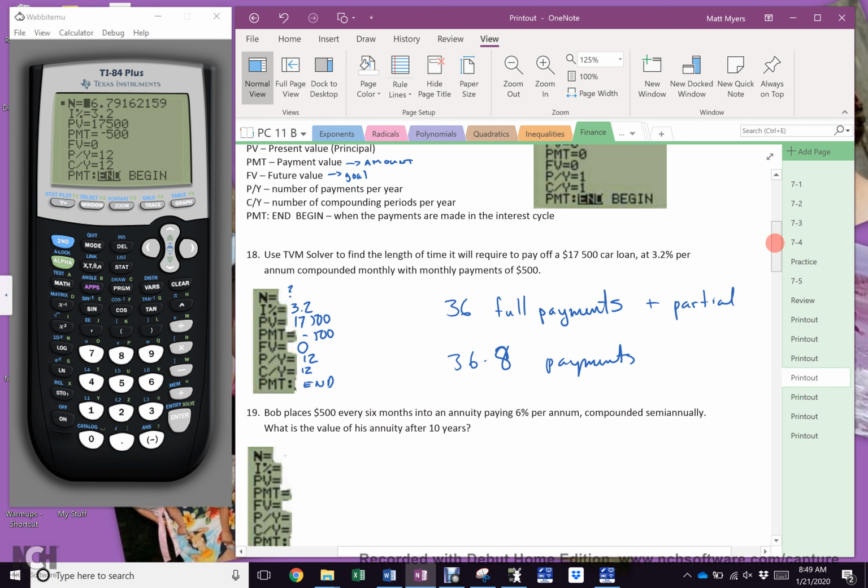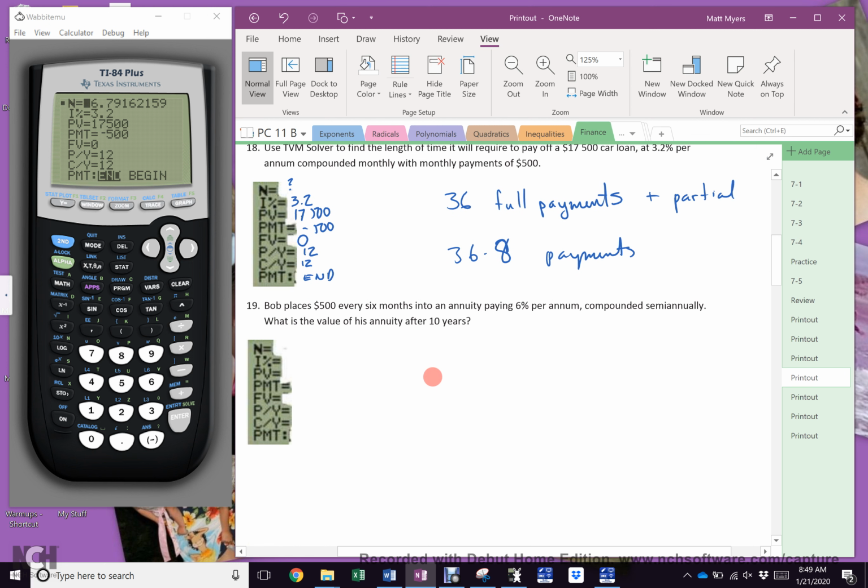All right. Now, let's do a more happy one where we're saving up money. Bob places $500 every 6 months into an annuity, compounded semi-annually. What's the value after 10 years? So he puts the $500 every 6 months, right? So how many times a year? 2 times a year times 10 years, yeah? Now, so number is 2 times 10.